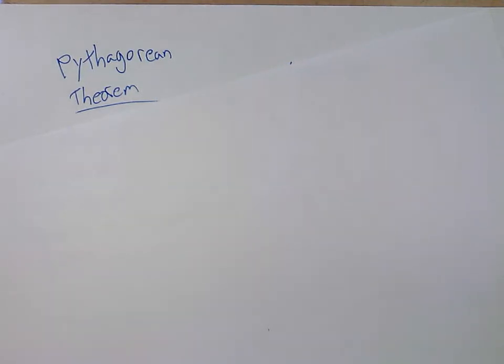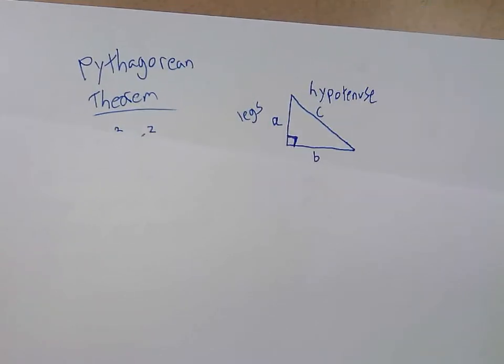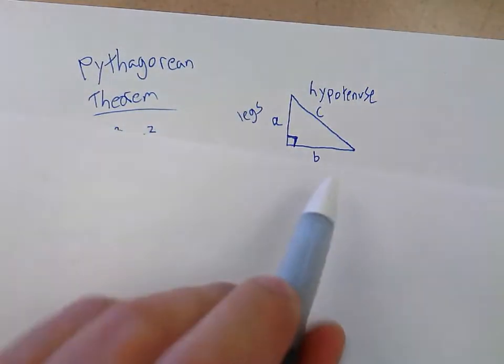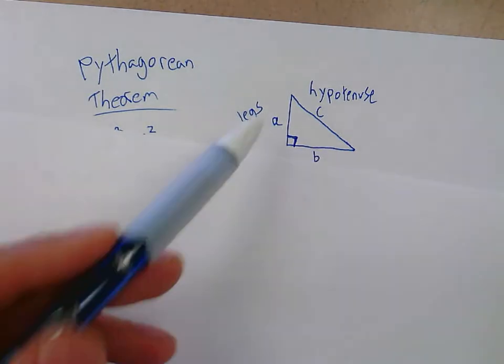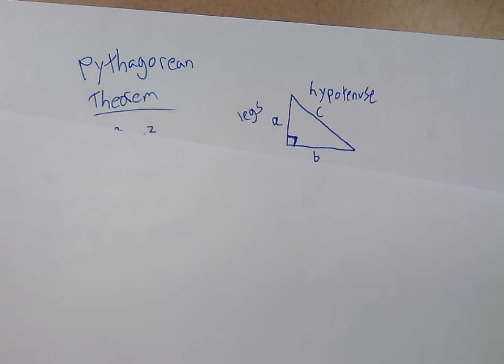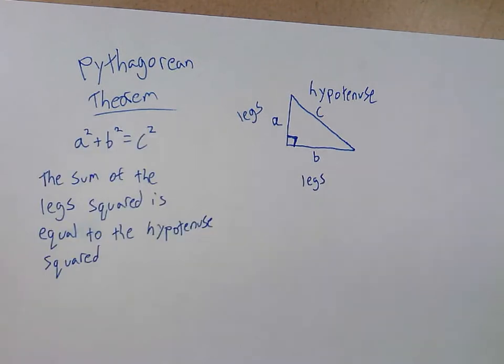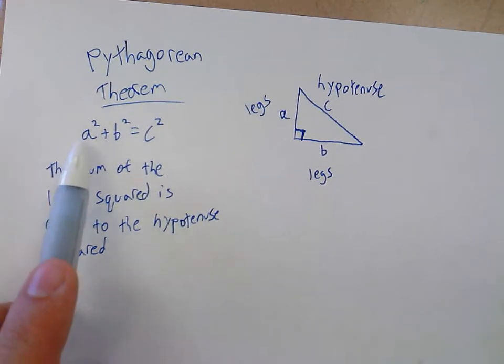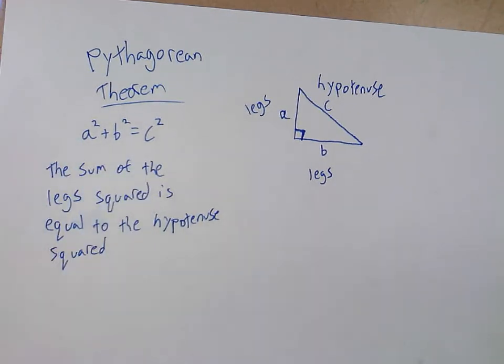If we remember from yesterday and the day before, we talked about the Pythagorean theorem. The Pythagorean theorem dealt with triangles, right? We had two legs, a leg here and a leg here, and our longest side was our hypotenuse, which was opposite our 90-degree angle. What we figured out when we played around with it a little bit is that a squared plus b squared is equal to c squared, right?